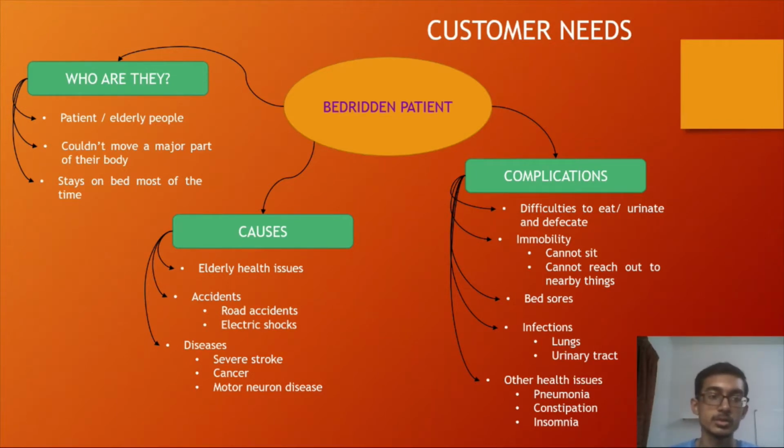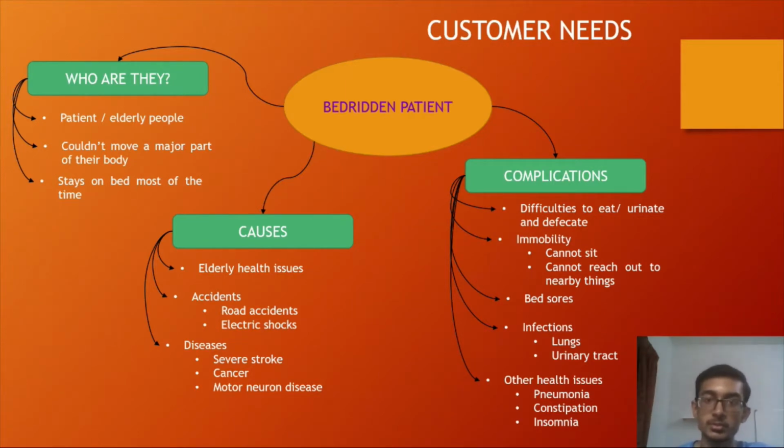The third common reason is diseases. Diseases like severe stroke, cancer, and motor neuron disease usually affect nerves in a major part of the body, which causes it to lose function, and this causes them to not be able to move the major part of their body. So there are many complications caused by this situation to the bedridden patient.